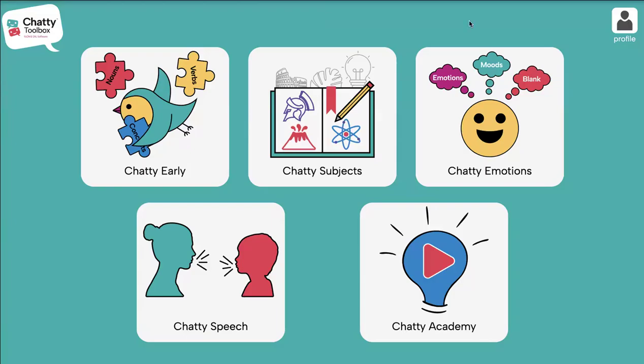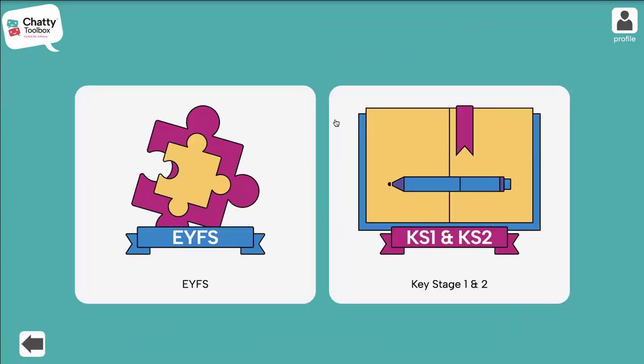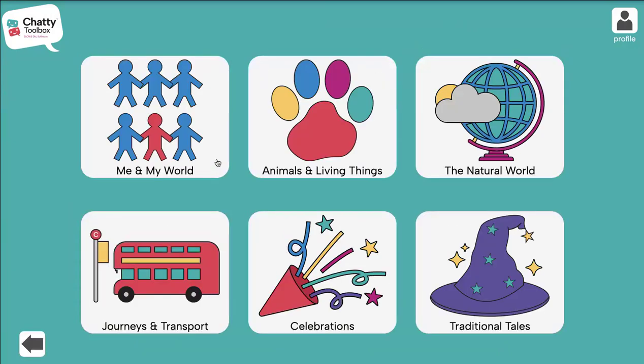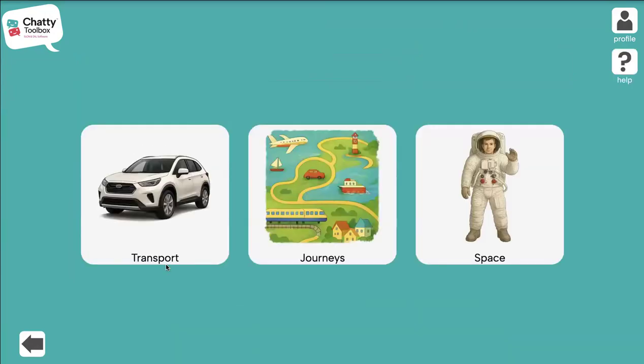Okay, so we're going to do another module within Chatty Subjects EYFS, and we're here at the top level, the top menu, and we're going to click on Chatty Subjects, EYFS, and then this time we're going into Journeys and Transport. So three key parts to this: transport, journeys and space. So I'll go into a bit of detail on transport.